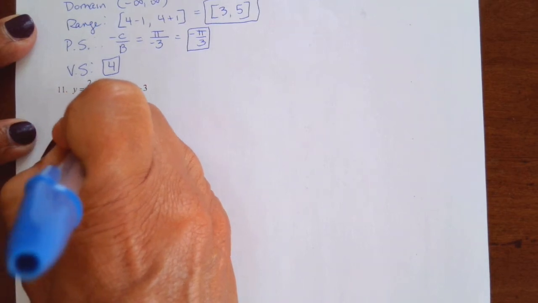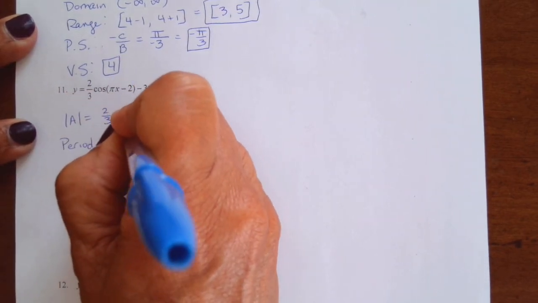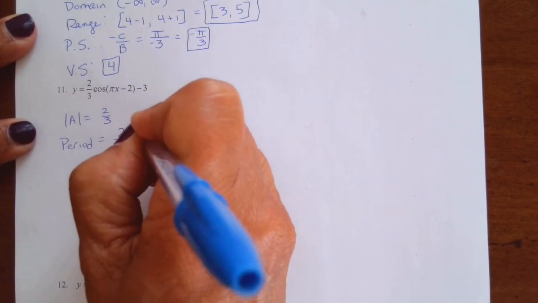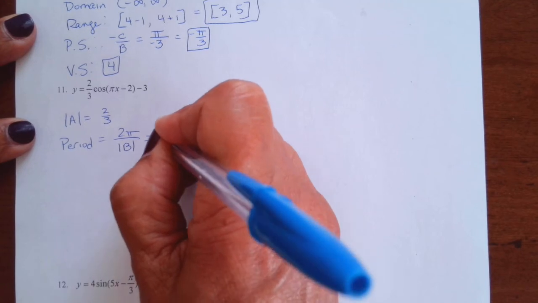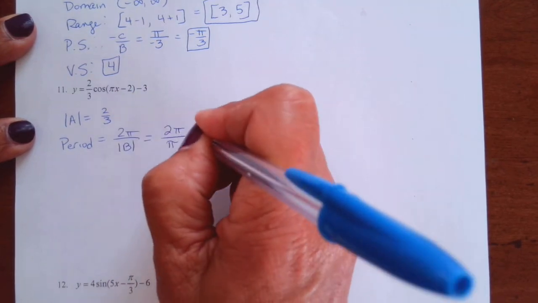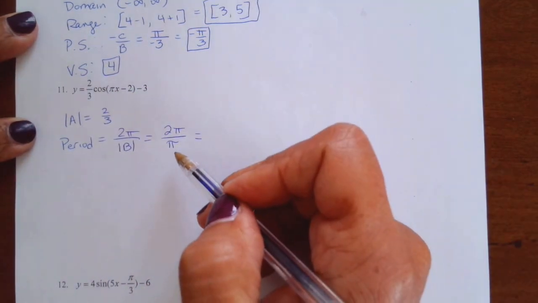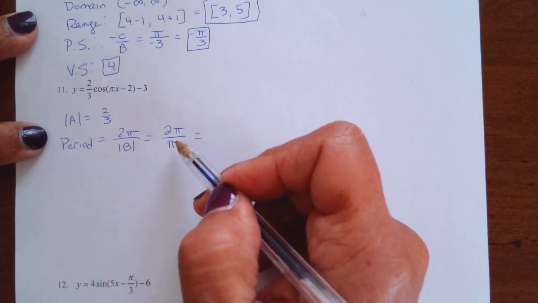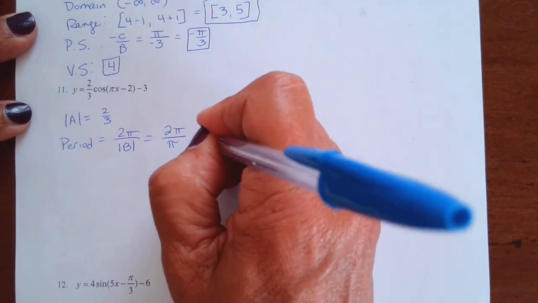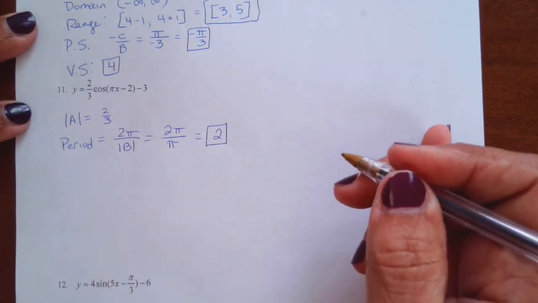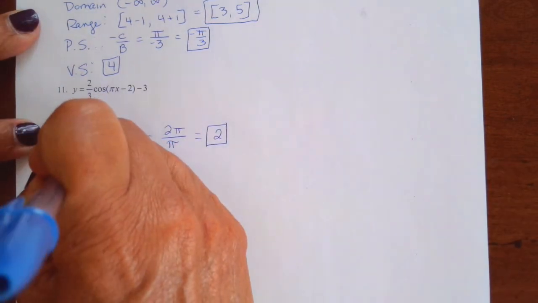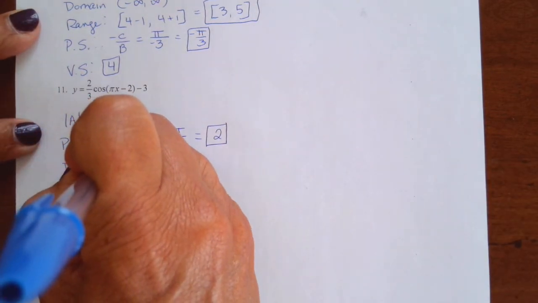The period, 2 pi divided by the absolute value of b. So that is 2 pi divided by pi. Okay, sometimes it's going to be pi. Remember, that's just a number. So the pi's are going to cancel out. So this time the period is 2. Okay, the domain, all real numbers.